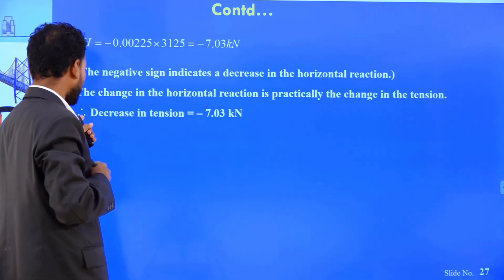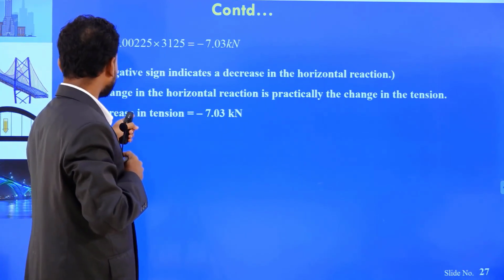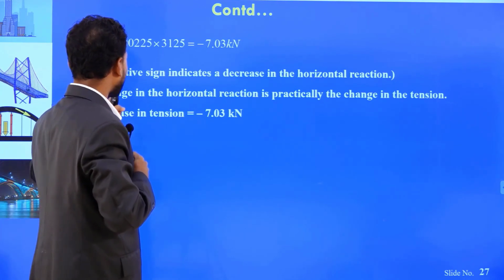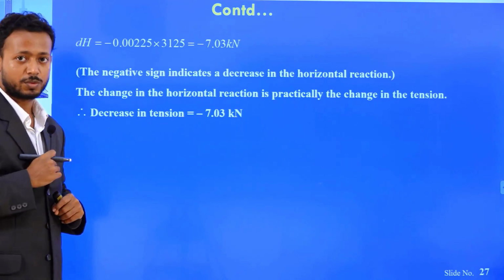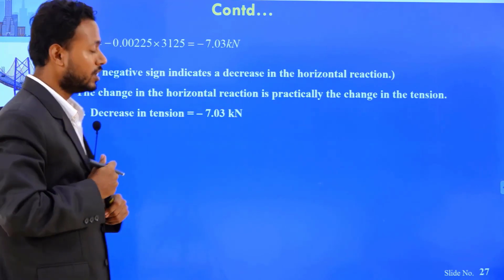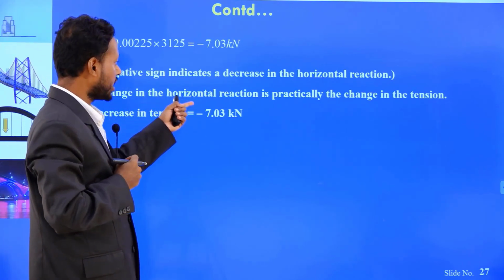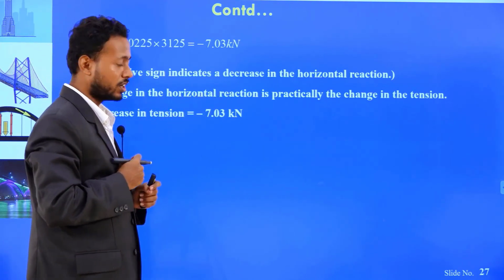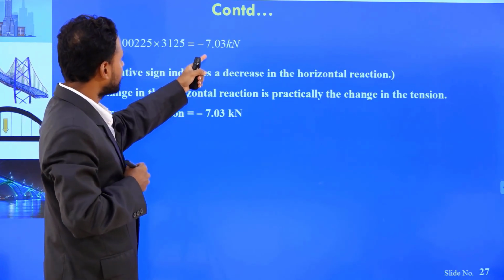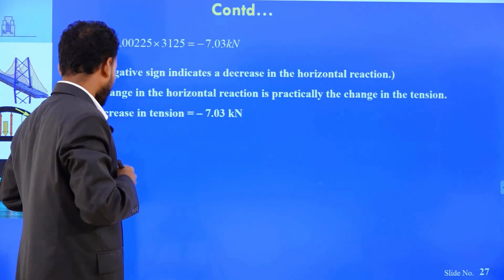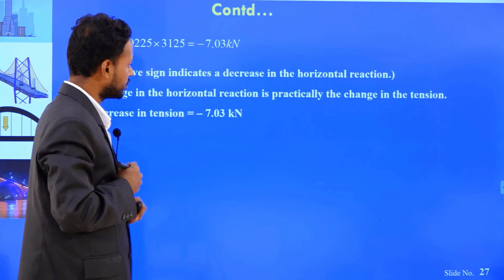So therefore I can write decrease in tension equals minus, an equal amount of change will occur in tension. As the horizontal reaction is proportional to the tension in the cable, the horizontal reaction change and the change in tension are proportional, and here the horizontal reaction change is minus 7.03 kilonewton. So I can write the decrease in tension is also minus 7.03 kilonewton.